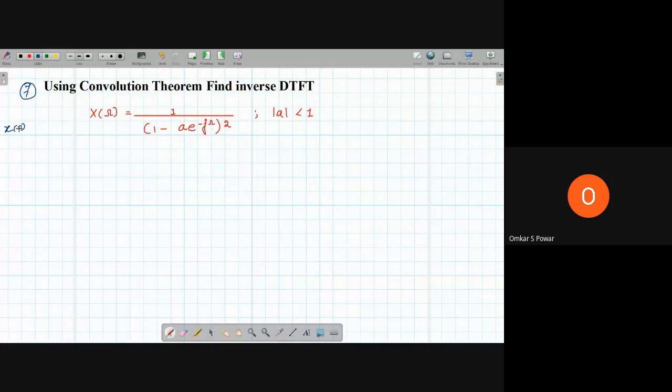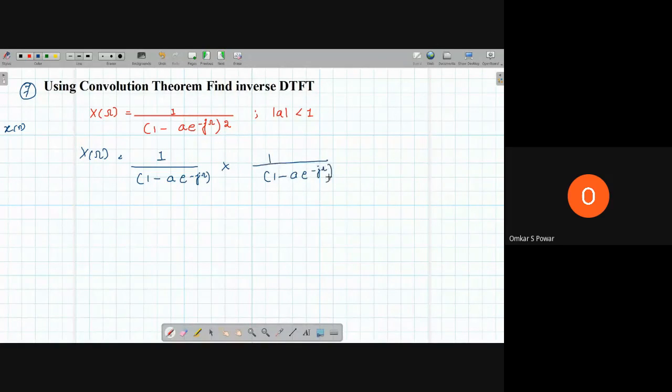We know that multiplication in the frequency domain is nothing but convolution in the time domain. So if I can express X of omega in terms of multiplication, it is nothing but convolution in the time domain. So how can I write this X of omega? X of omega is equal to 1 divided by 1 minus e power minus j omega, into 1 by 1 minus e power minus j omega.